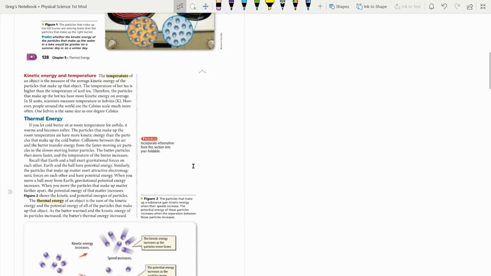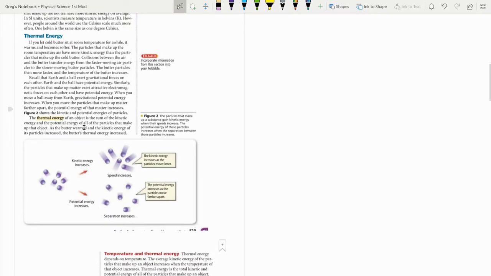Thermal energy. Just like mechanical energy, if you remember from last chapter, mechanical energy is potential energy plus the kinetic energy added up in a system. Thermal energy is the energy of the particles that make up an object. Thermal energy is the addition of the potential energy of the particles and the kinetic energy of the particles. The thermal energy of an object is the sum of the kinetic energy and the potential energy of all the particles that make up that object. All right?